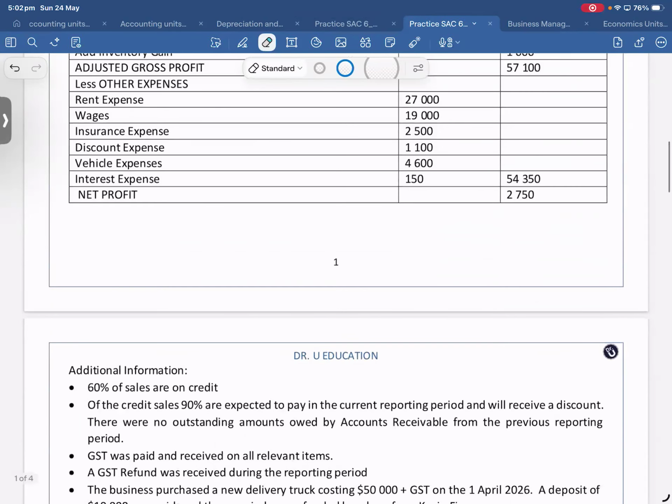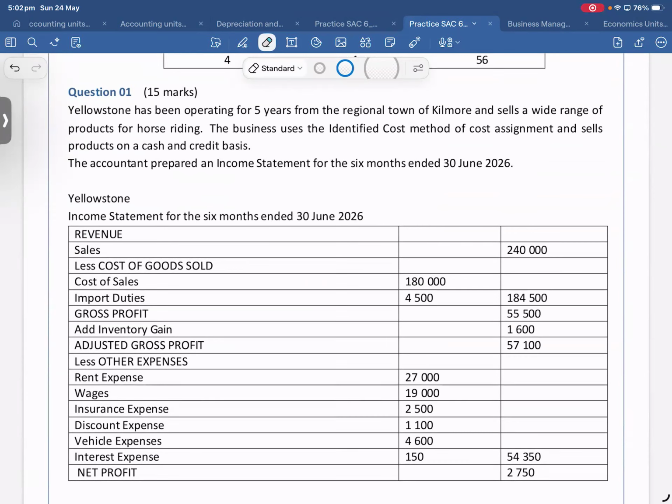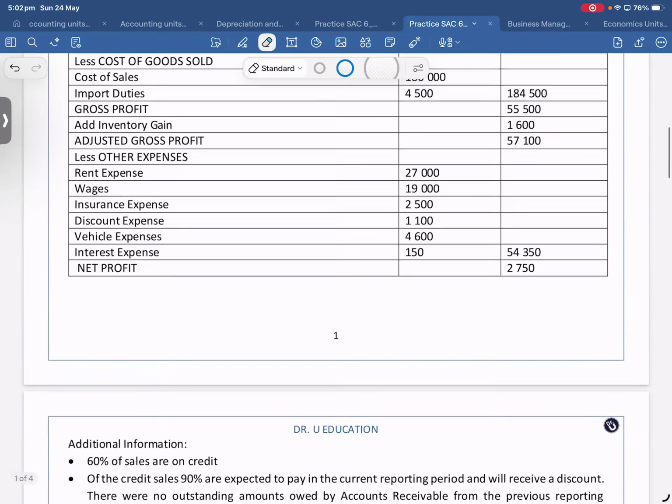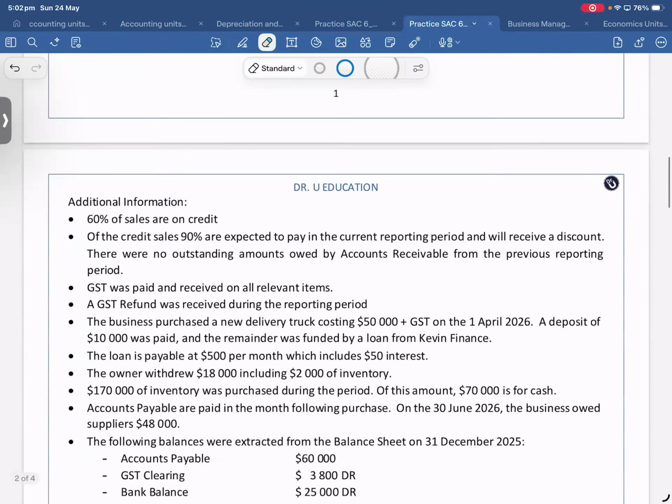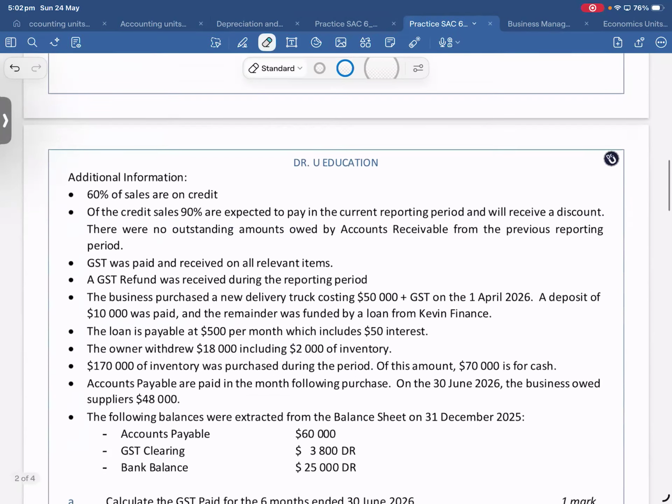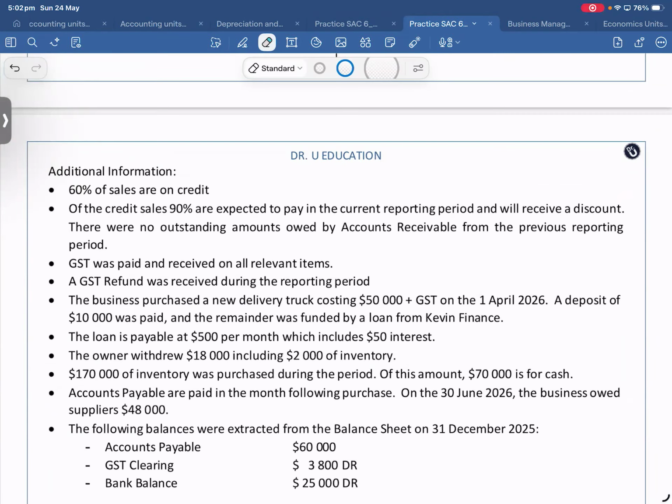Additional information. Don't start from the income statement. Who told you that? Did I tell you? Have I ever told you that? Normally we would start from the income statement. Yeah, that's the thing. Normally you are wrong if you are doing that. That's weird. Listen. You have to start with additional information.